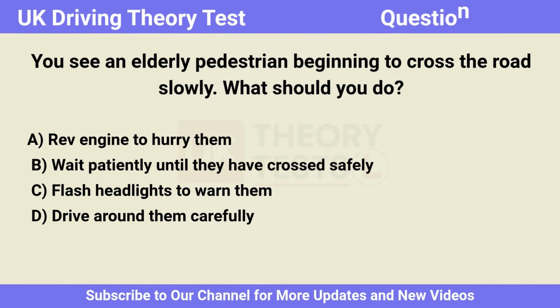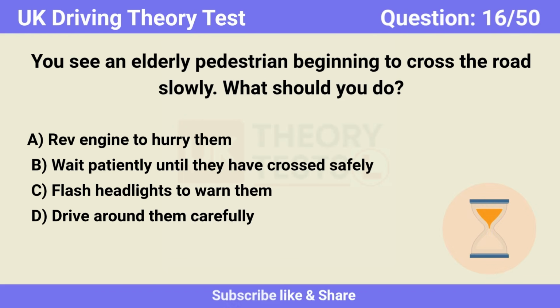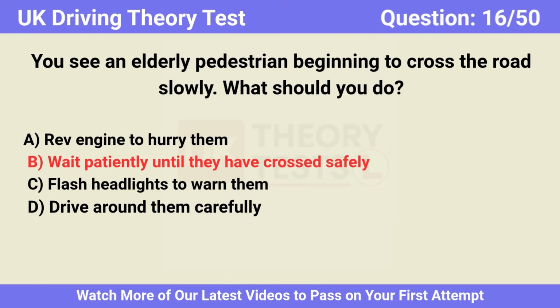You see an elderly pedestrian beginning to cross the road slowly. What should you do? A. Rev engine to hurry them. B. Wait patiently until they have crossed safely. C. Flash headlights to warn them. D. Drive around them carefully. Correct option is B. Wait patiently until they have crossed safely.